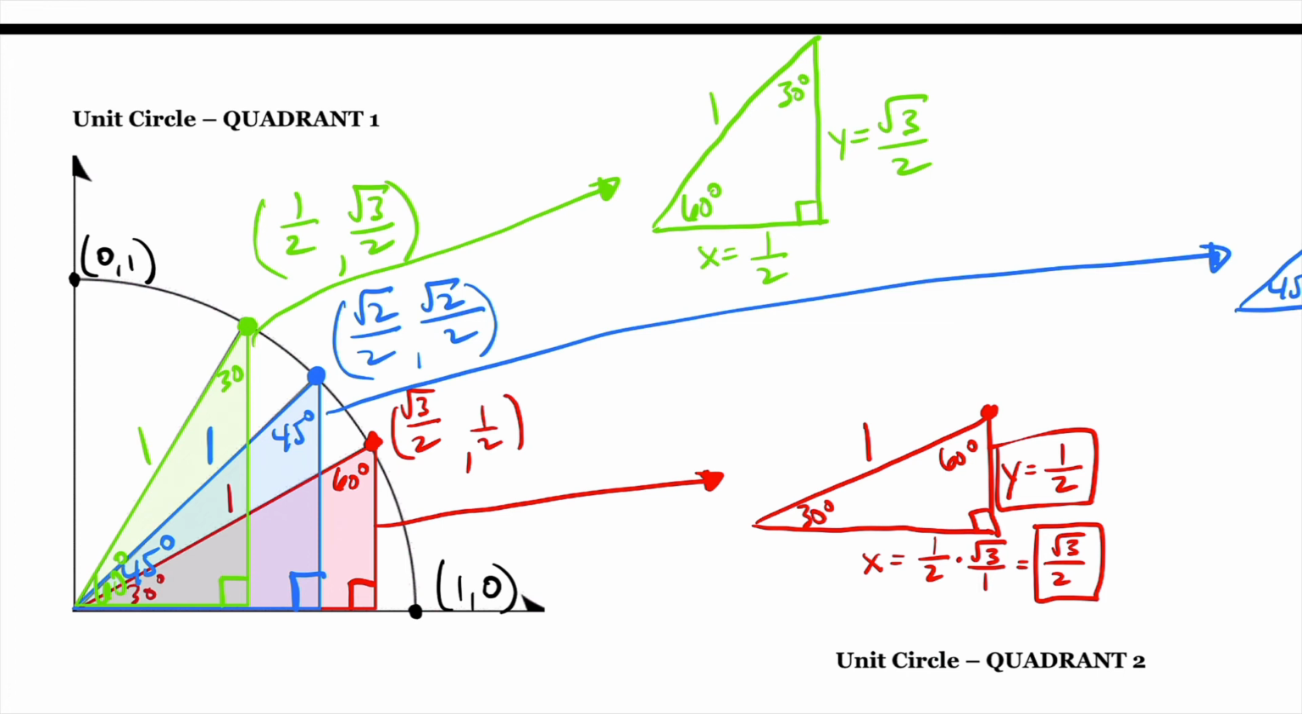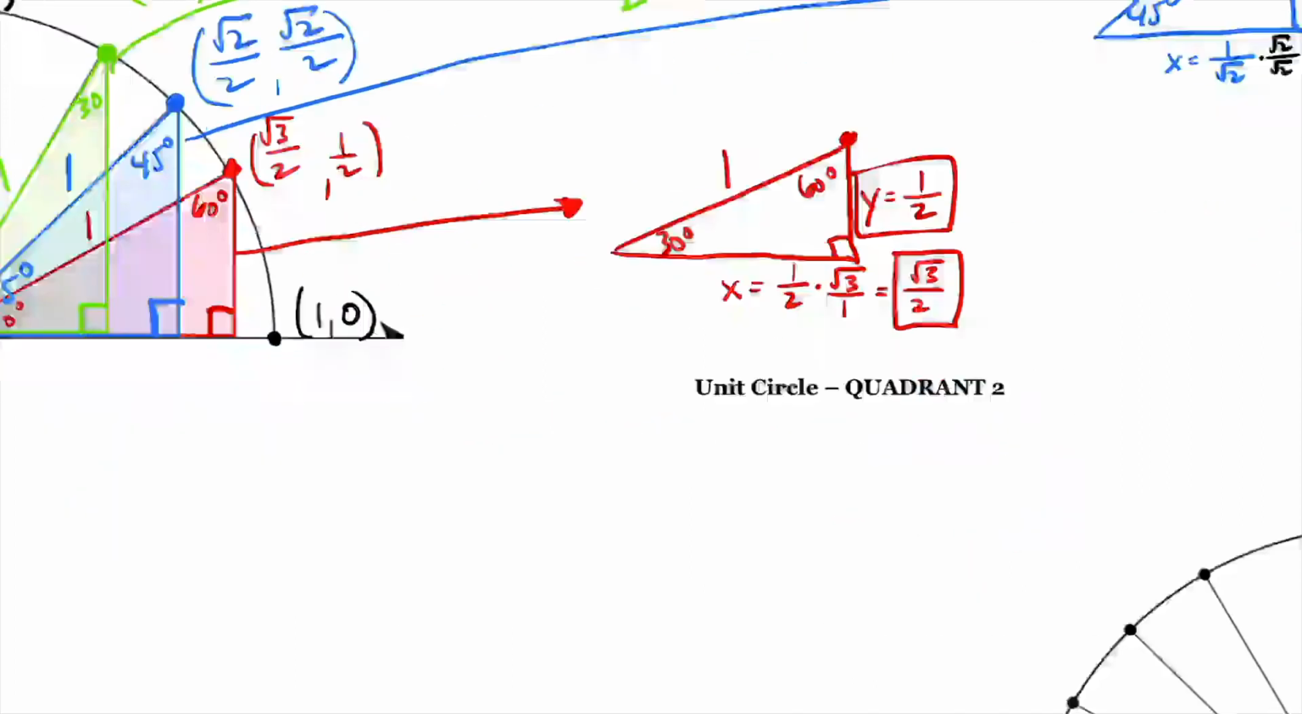Okay. Quadrant one, we're done. That's the hardest one. I'm telling you right now, this is the hardest one, quadrant one, because it's all new. You're going to see a lot of patterns here. So let's go down to quadrant two. We'll finish in quadrant two.